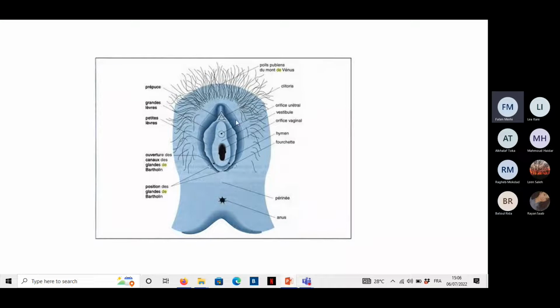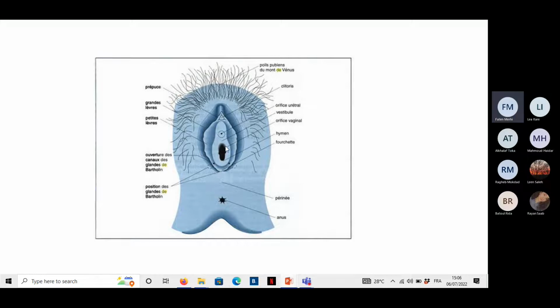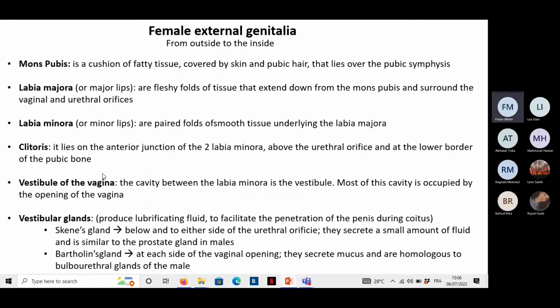Then we have the labia majora and the labia minora. Okay, so those are fleshy folds. And then we have here the opening of the urethra, and this is the opening of the vagina. Okay, so this is the opening of the vagina. And this part, between the minora lips, where we have the opening of the urethra and the vagina, is called the vestibule. And here we have the clitoris. And we have also some glands called the vestibular glands. They are two pairs of glands.